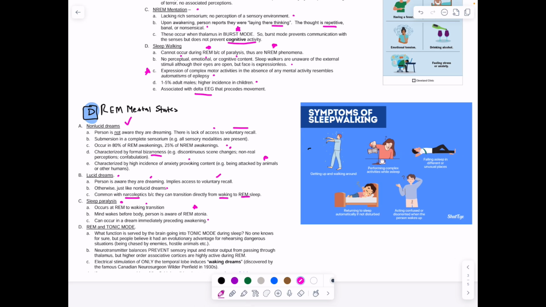And then REM and tonic mode. So what function is served by the brain going to tonic mode during sleep? No one knows for sure, but it's believed it had an evolutionary advantage for rehearsing dangerous situations. And then neurotransmitter balances prevent sensory input and motor output from passing through the thalamus, but higher order associative cortices are highly active during REM.